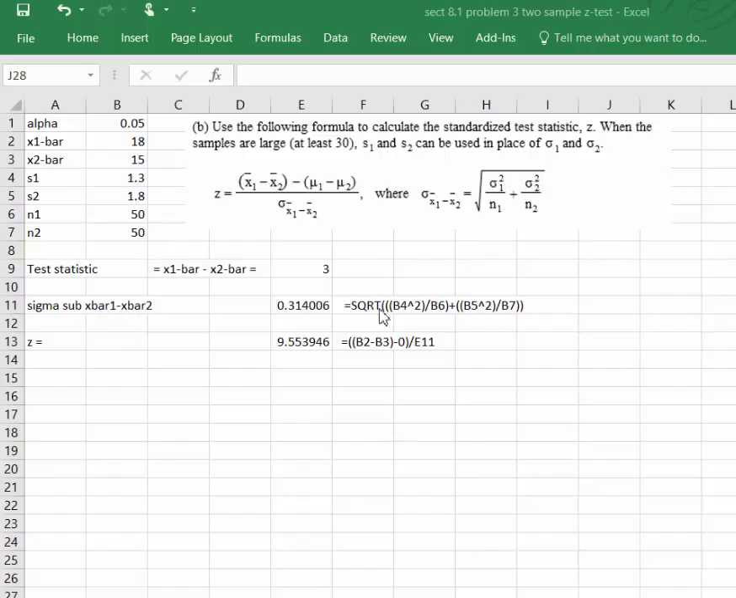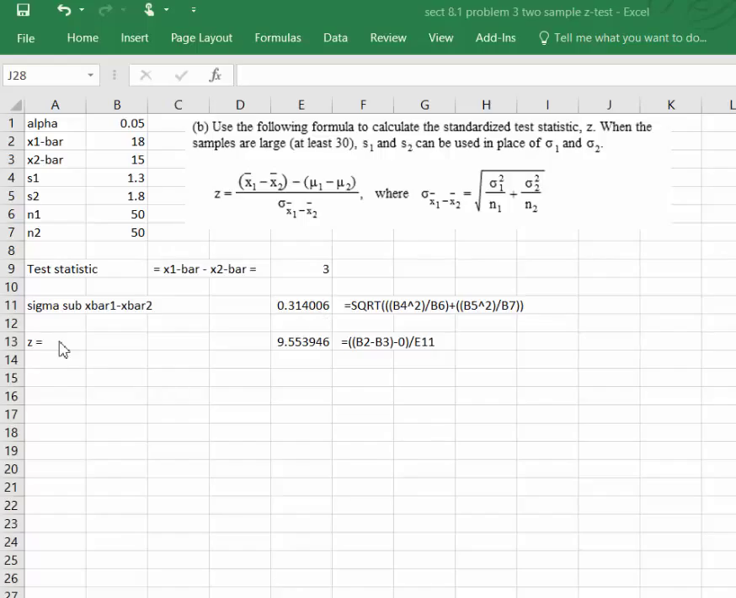Here is the Excel formula, kind of complicated, but you'll see that we're doing this sigma or s1 squared over n1 plus s2 squared over n2. And that's the value. B4 is s1 squared. B6 is the n value for the first sample. B5 squared is the 1.8 divided by the 50, which is there. And we get 0.34006. And I'm going to let Excel keep all the decimal places.